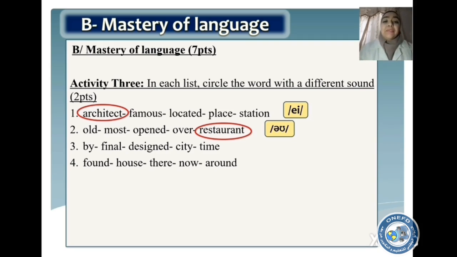List 3, by, final, designed, city, time. Sorry. Here it's a mistake. I have the sound I. No, it is not a mistake. There is a word with no diphthong I. What is it? It is the word city. So, by, final, designed, time. City doesn't have the diphthong I. List number 4, found, house, there, now, around. Ow is repeated in all the words except the word there. So, found, house, now, around have ow, there is no ow, and it is scored out of 2 points.